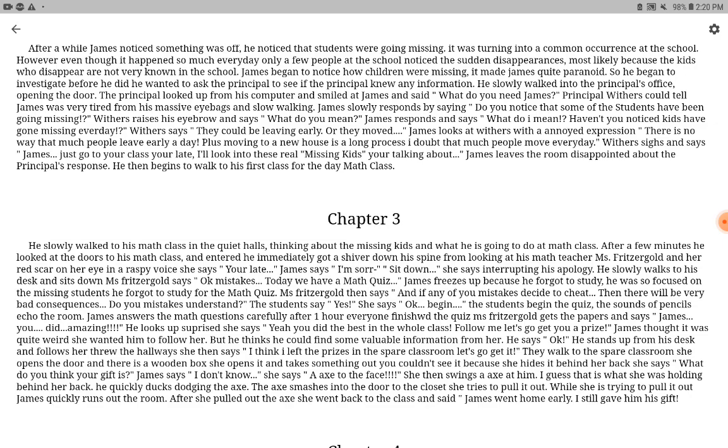Miss Ritzer-Gold gets the papers and says, "James, you did amazing." He looks up surprised. She says, "Yeah, you did the best in the whole class. Follow me. Let's go get you a prize." James thought it was quite weird she wanted him to follow her, but he thinks he can find some valuable information from her. He says, "Okay." He stands up from his desk.